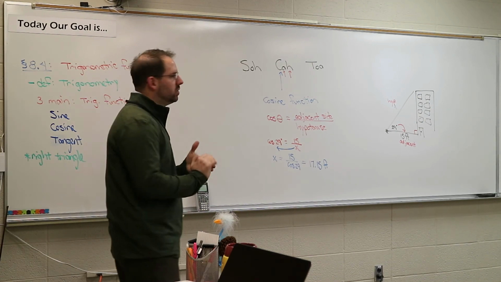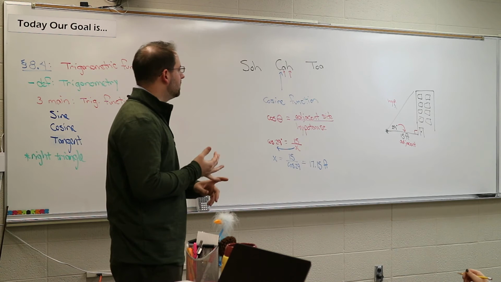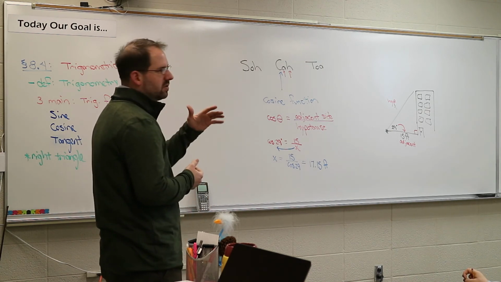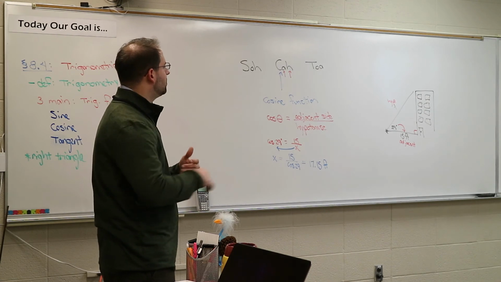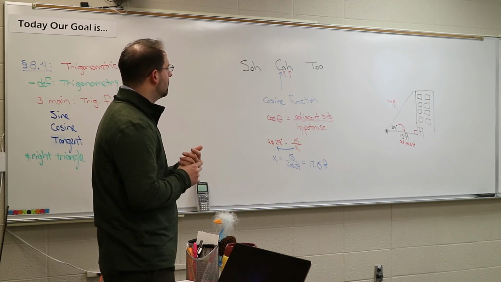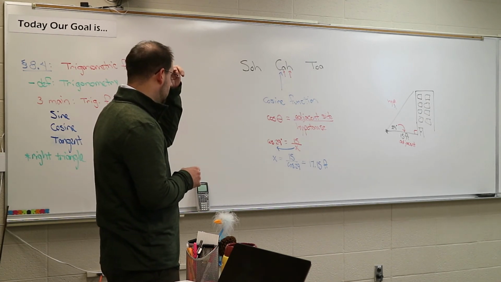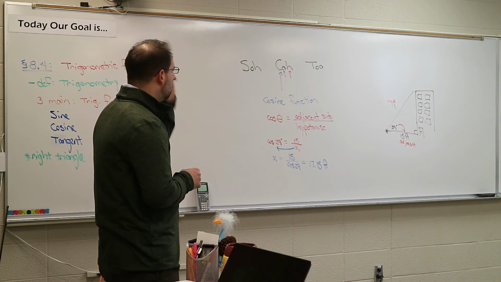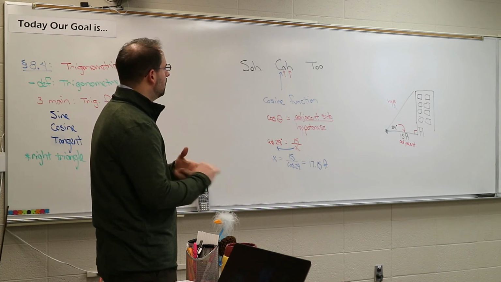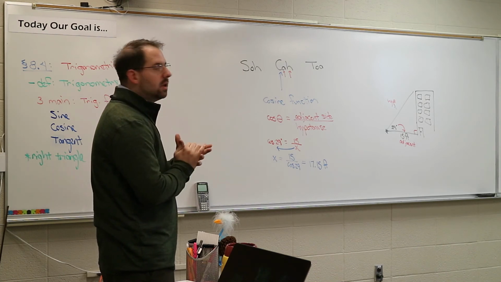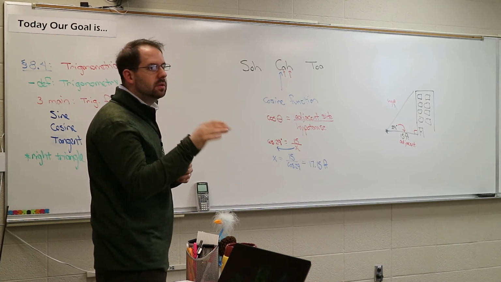Okay, questions with the cosine function. It's basically the same uses. You always use the hypotenuse, the ladder, the cable, the rope, whatever it is, the distance to the object itself. All right, questions?